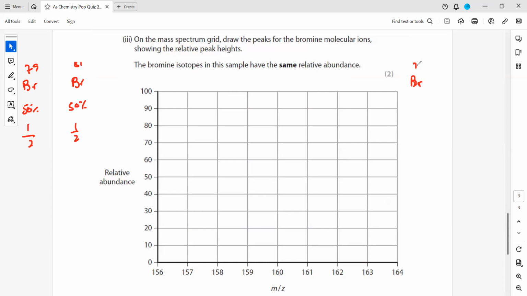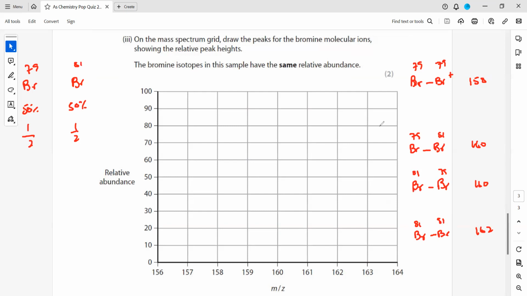We may have a bromine where both of them are 79, because in a molecular ion of bromine, both of them are 79. So we will get a peak at 158. Maybe one is 79 and the other one is 81. We'll get a peak at 160. Maybe the first one is 81 and the second one is 79. We'll get a peak at 160. And maybe both of them are 81. So we'll get a peak at 162.